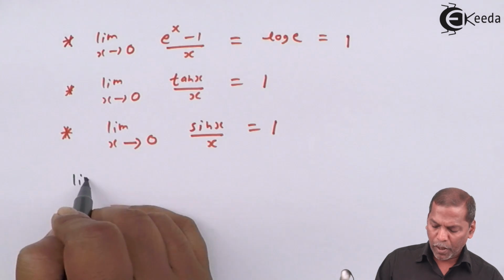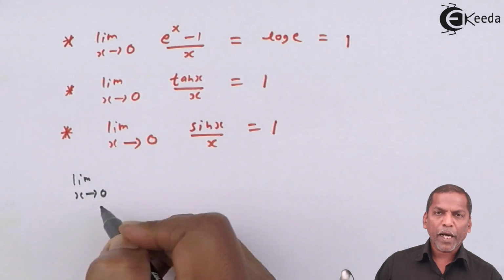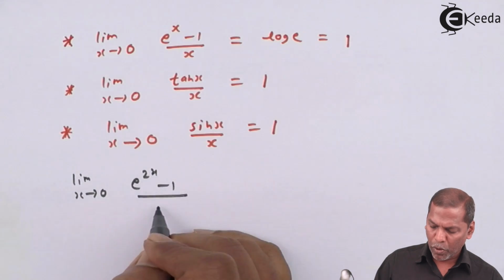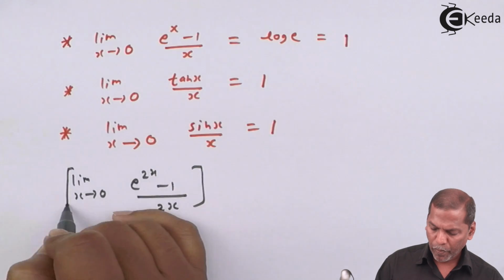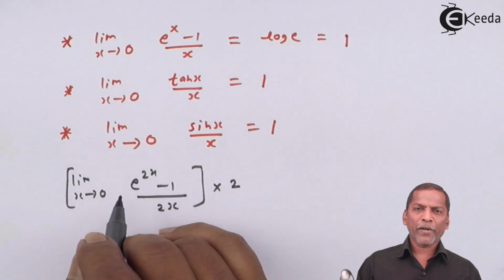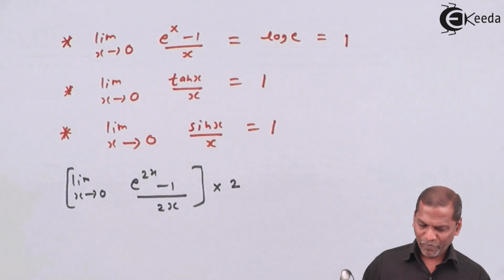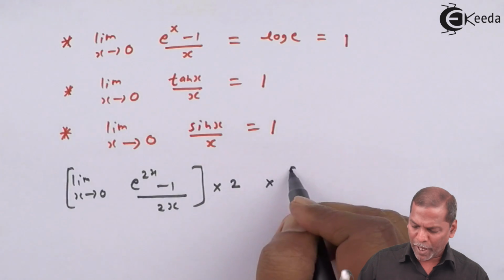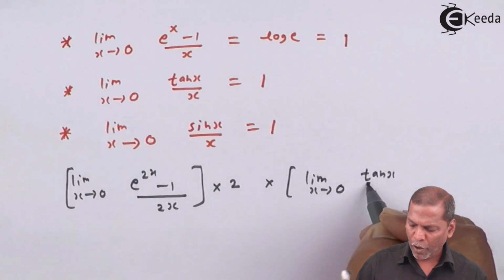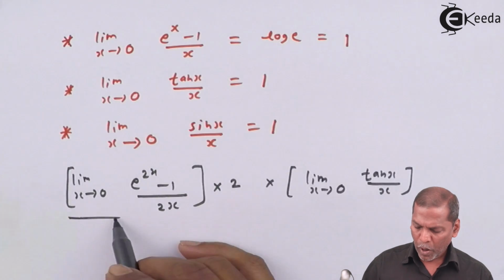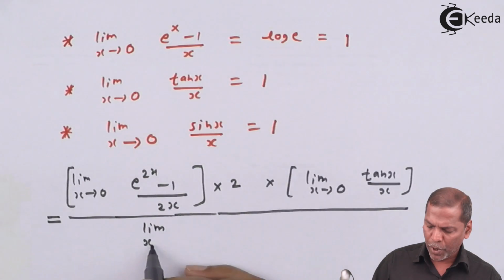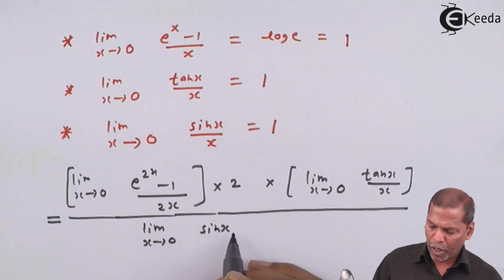Now in our case, the first bracket can be written as limit x tends to 0, (e raised to 2x minus 1) upon 2x, and into 2. It means here we multiply numerator and denominator by 2. Then we write the second part of the limit as it is, limit x tends to 0 tan x upon x, and then that whole thing divided by limit x tends to 0 sin x upon x.